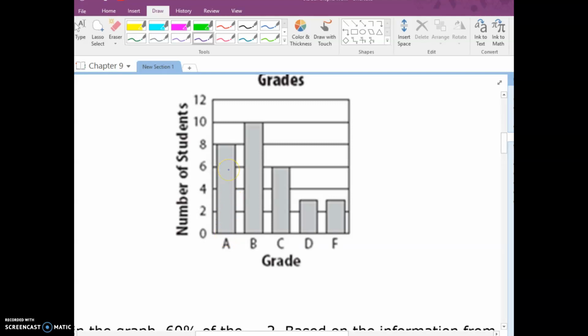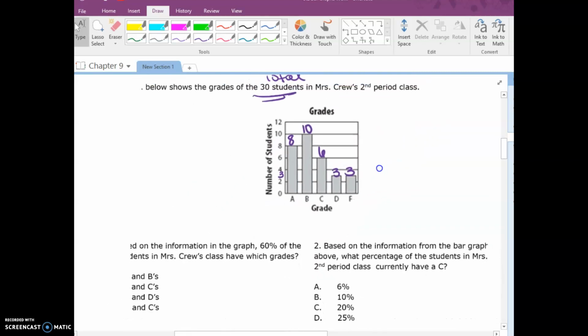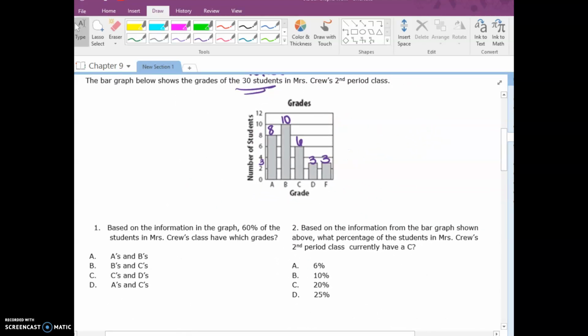So for A, there's 8 students. For B, there was 10 students. For C, there was 6 students. And D and F are alike. So I'm looking at the numbers and I see 2 to 4, which the middle number would be 3. So both of those would be 3. So now let's look at number 1 and 2.